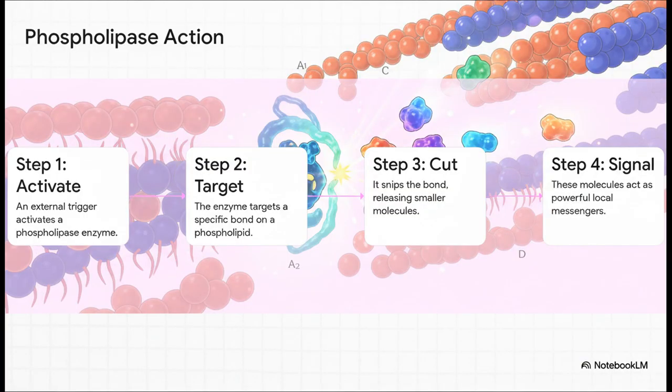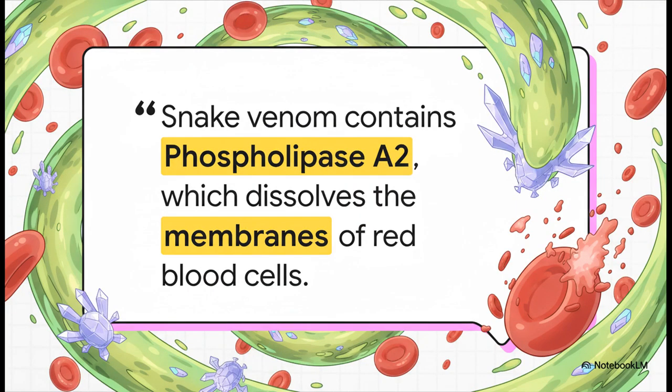So, an external trigger of some kind activates the enzyme. Then, it zeroes in on a very specific bond on a phospholipid, and this specificity is everything. Depending on whether it cuts at point A, C, or D, it releases a totally different messenger molecule. So with one little snip, a signal is launched to carry out a specific mission inside the cell. And just to give you a sense of how incredibly powerful this mechanism is, nature's actually weaponized it. A lot of snake venoms contain a type of phospholipase too, but instead of sending a careful signal, it just shreds the cell membranes of red blood cells, causing them to burst. It's a pretty deadly application of the same basic tool.